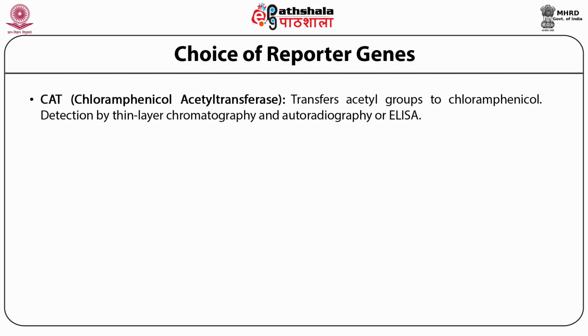This particular enzyme transfers radioactive acetyl groups to chloramphenicol, thereby making chloramphenicol ineffective at killing plant cells. This enzyme activity can be detected by thin layer chromatography or autoradiography when you are using radioactive compounds, or by ELISA. This activity of the CAT gene can be visualized.